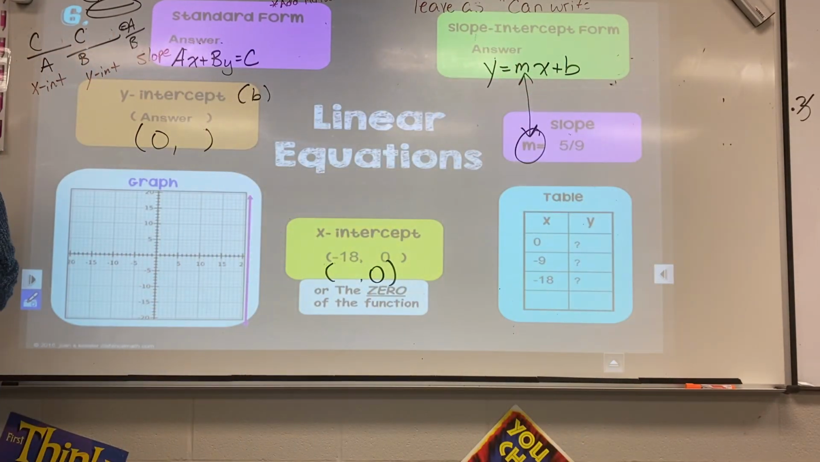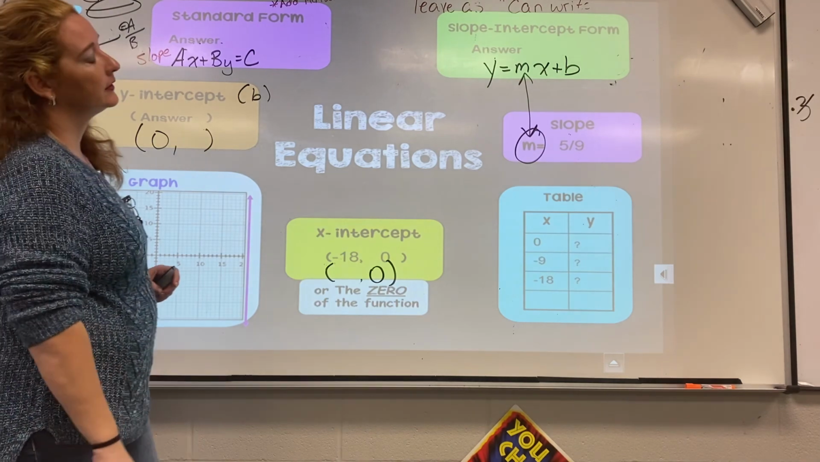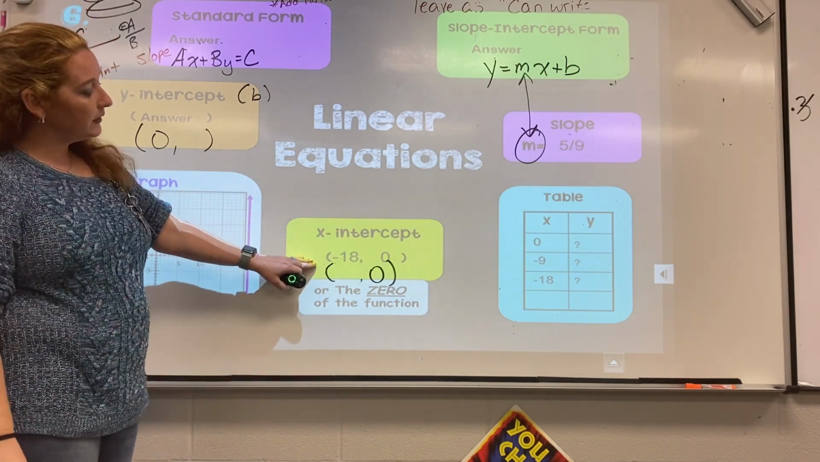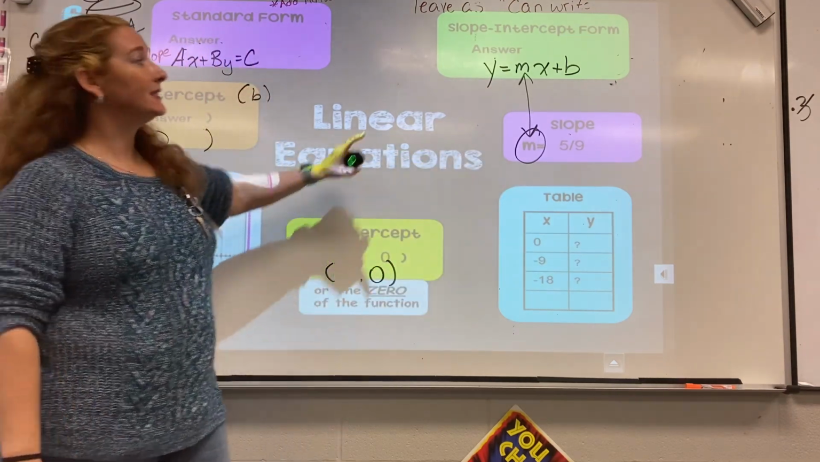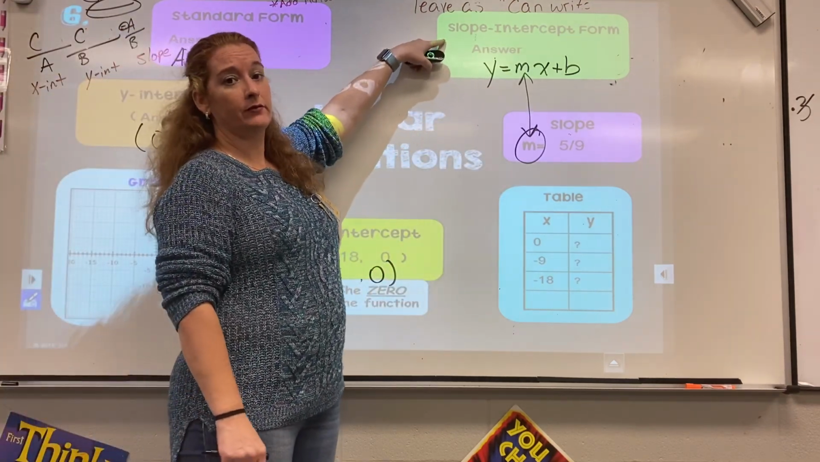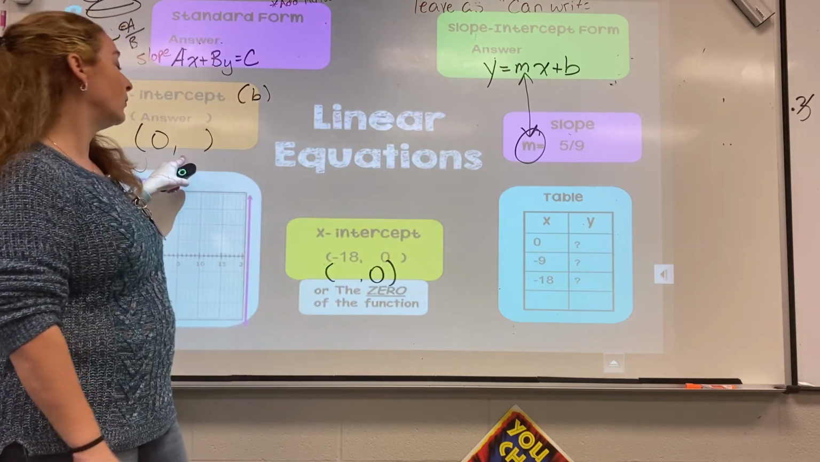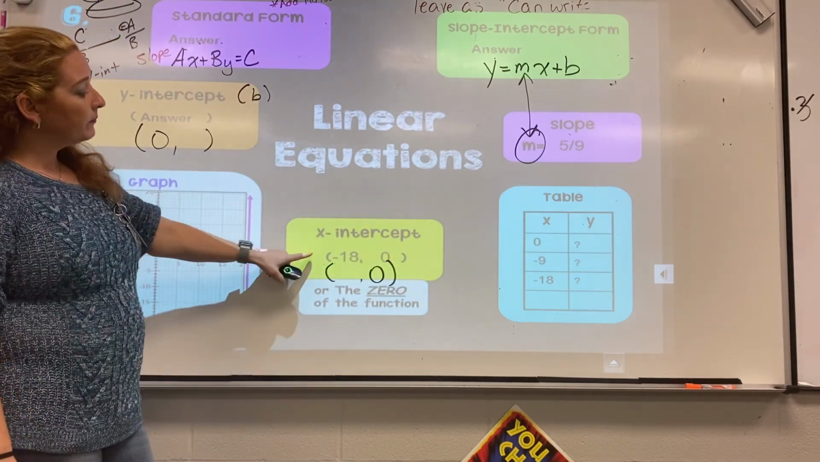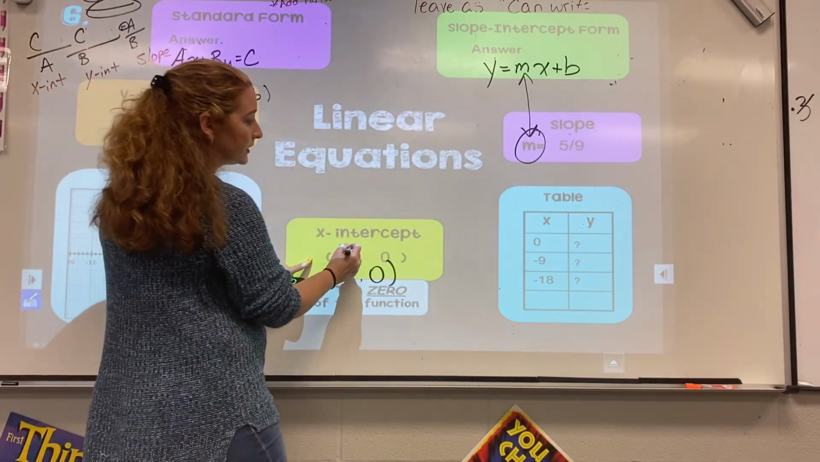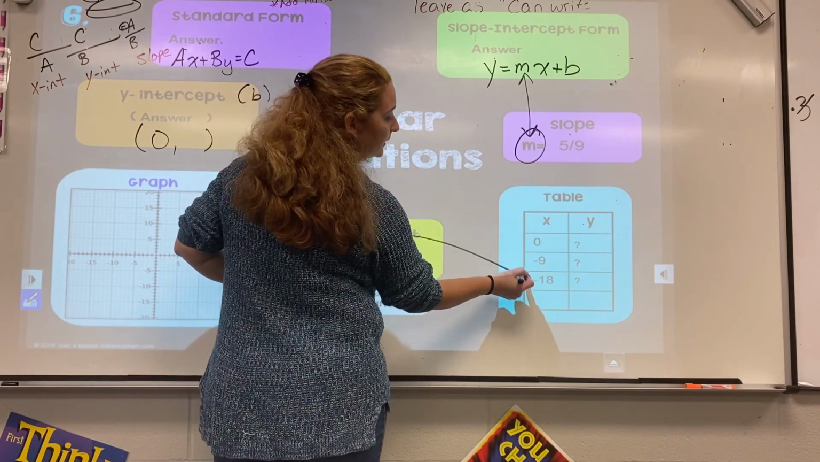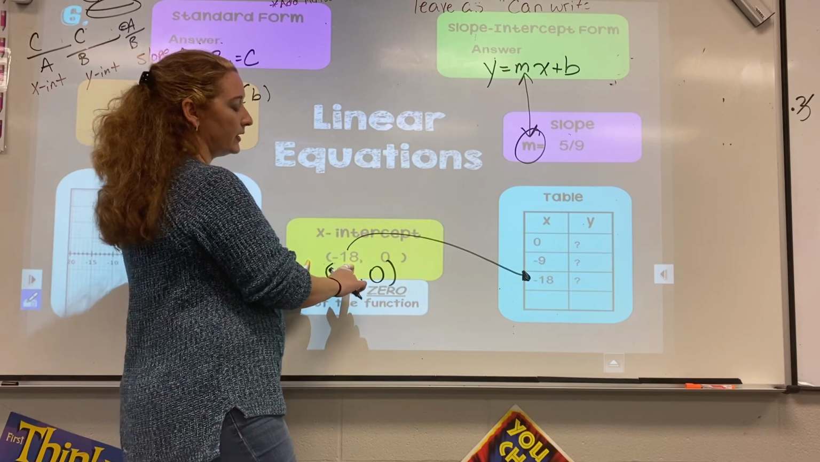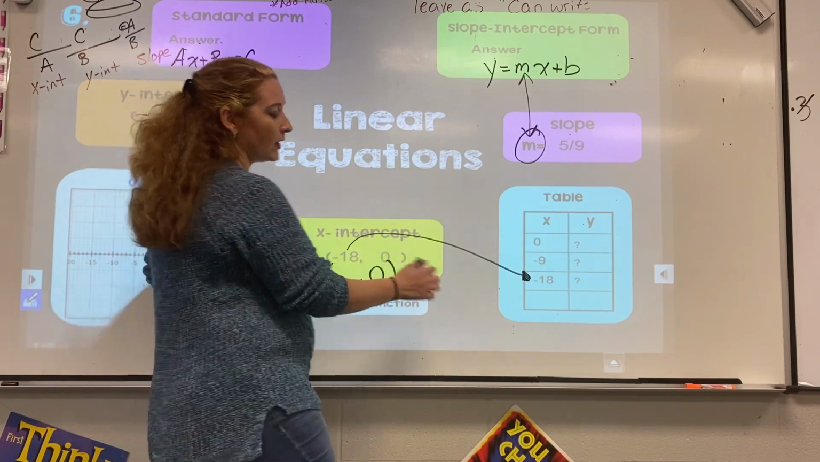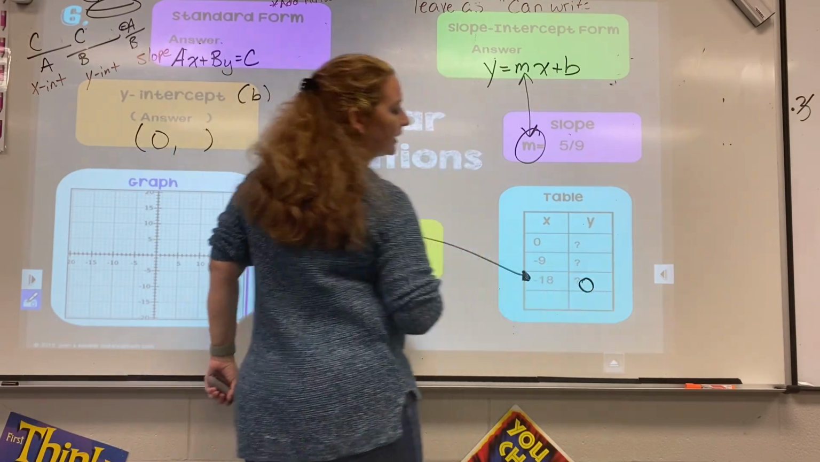So this is slide 11. Okay. So it gives me my x-intercept and my slope. My x-intercept is not the intercept I need for slope-intercept form. I have to have my y-intercept for that form. But notice, my table tells me when x is -18, my y is 0. So I can fill in that spot right there already.